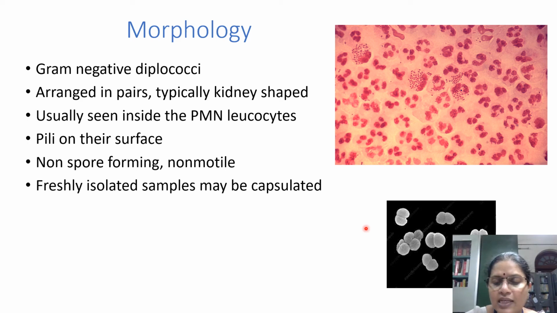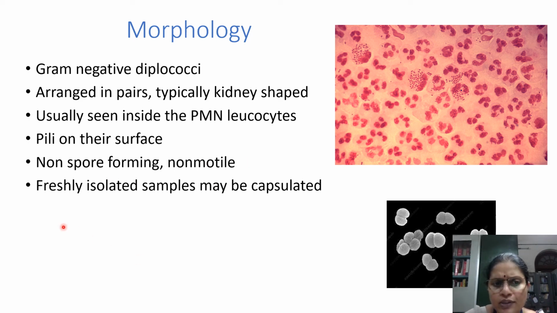So when you see them under the microscope from a clinical specimen, this is how you are going to observe them. They will be present inside the neutrophil cells or PMN leukocytes. And if you go further in detail about their morphology, they have pili on their surface, which act as a virulence factor. That means they help in adherence of these cocci on mucosal surfaces. And these are non-spore forming organisms, non-motile in nature.